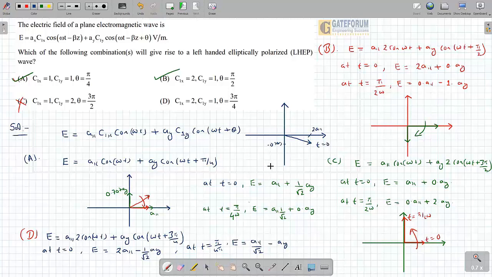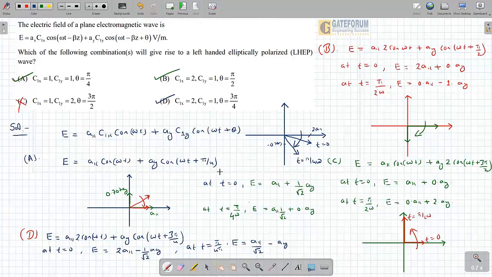At t equal to pi by 4 omega, this becomes more negative, and Ax by root 2. So that becomes somewhere here. Okay, so again you see the movement like this, which will match with the left hand finger. So option D is also the right option. So options A, B, and D are the right options for this.